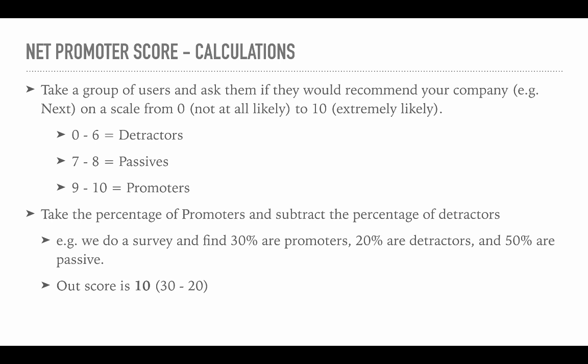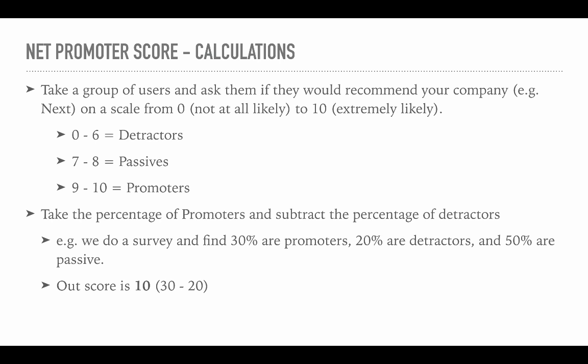Then we step away and say, right, what percentage of people are detractors, what percentage are passives, what percentage are promoters? So the score is out of 100, I guess. So what we do is we take the promoters, we remove the detractors, and we ignore the passives.